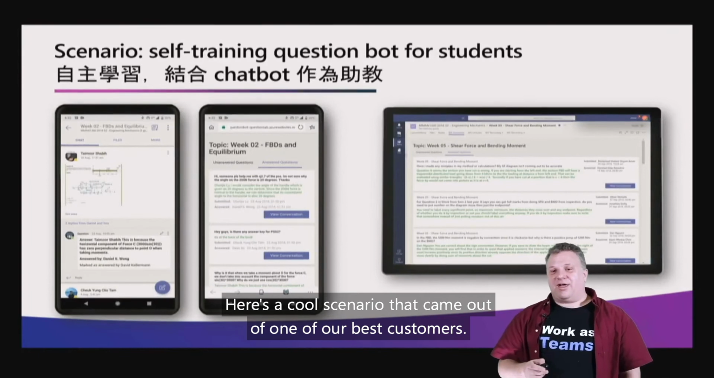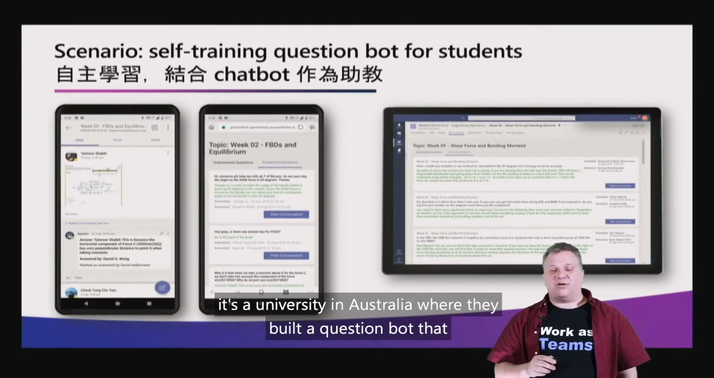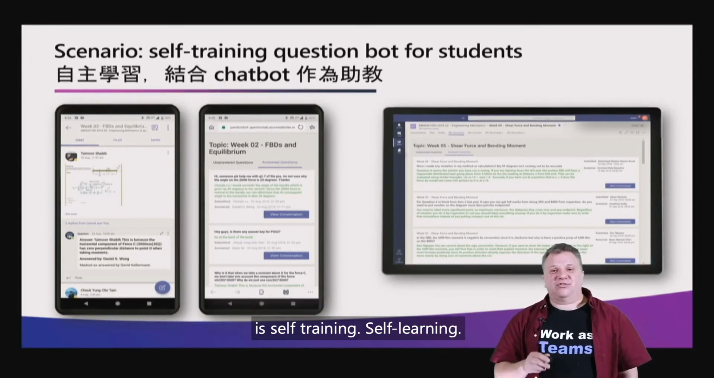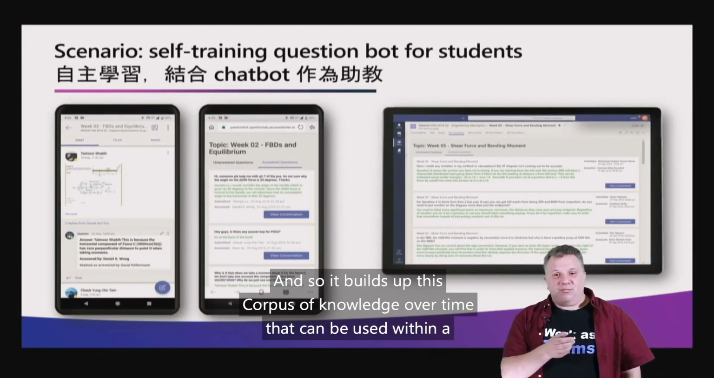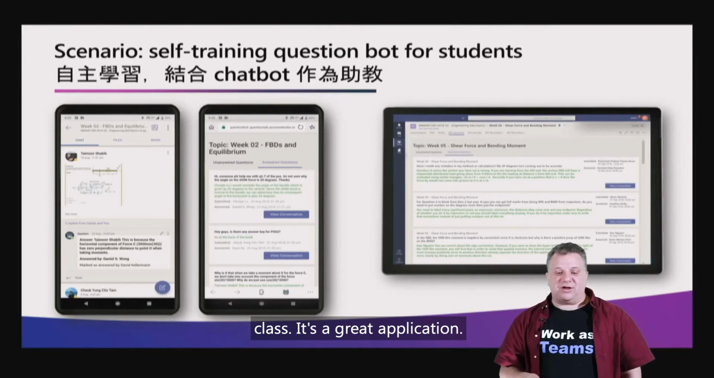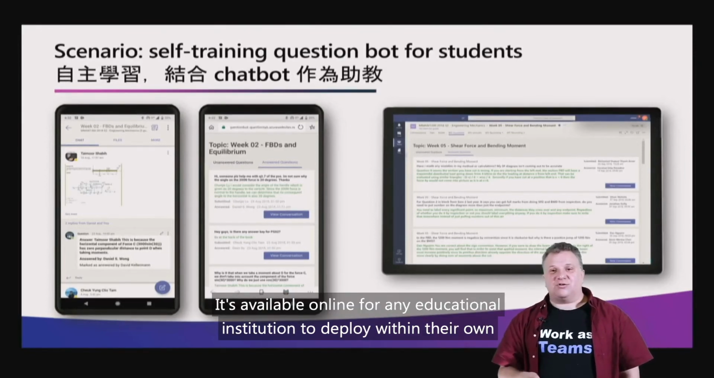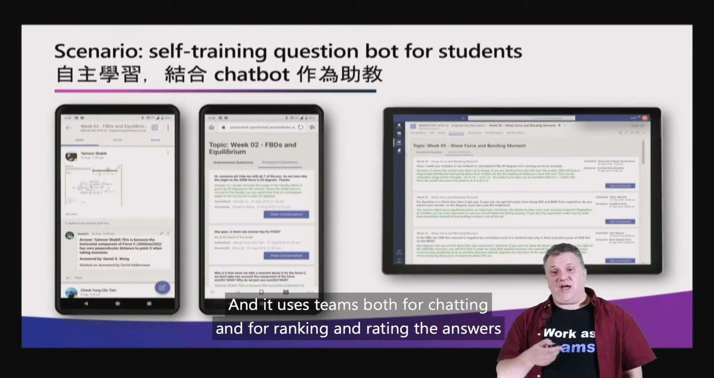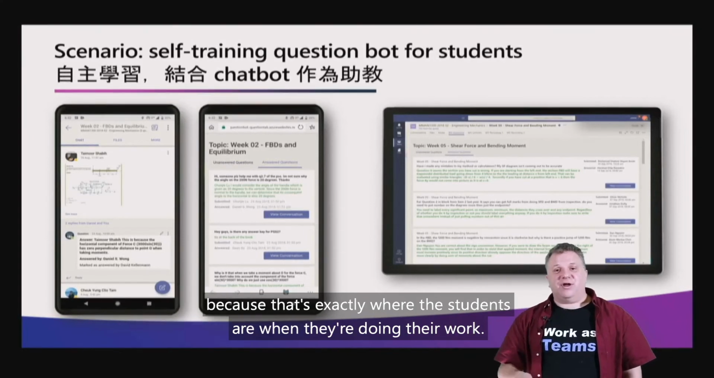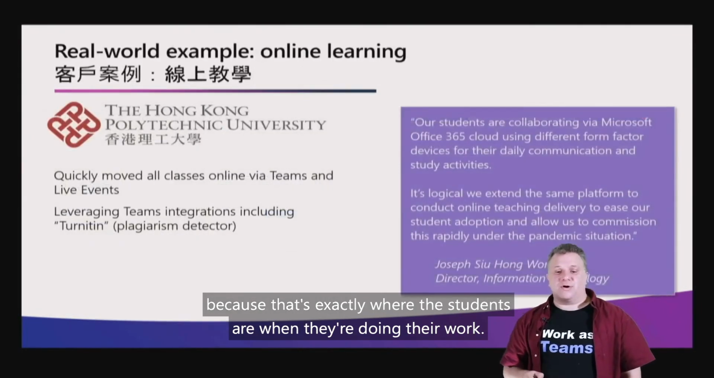Here's a cool scenario that came out of one of our best customers. It's a university in Australia, where they built a question bot that is self-training, self-learning. Students ask a question, and other students or proctors or TAs help provide answers and vote on the right answer. And so it builds up this corpus of knowledge over time that can be used within a class. It's a great application. It's available online for any educational institution to deploy within their own environment. And it uses Teams both for chatting and for ranking and rating the answers, because that's exactly where the students are when they're doing their work.